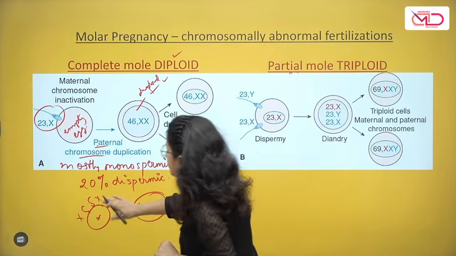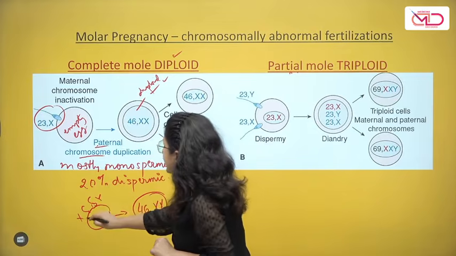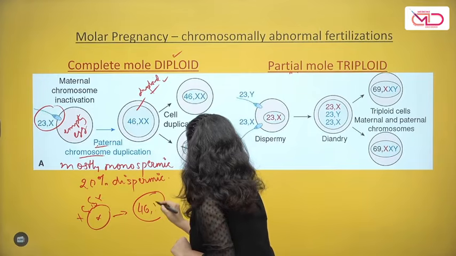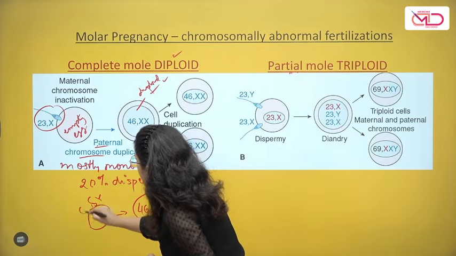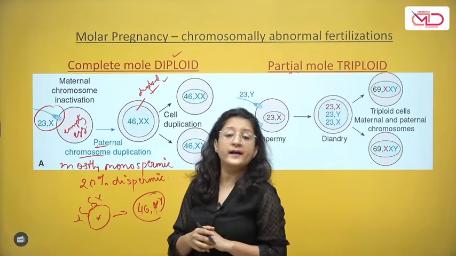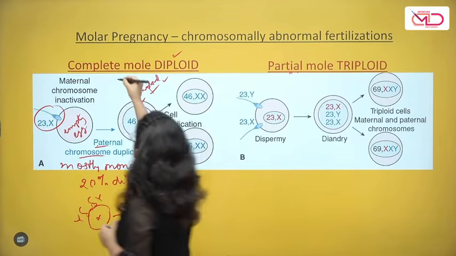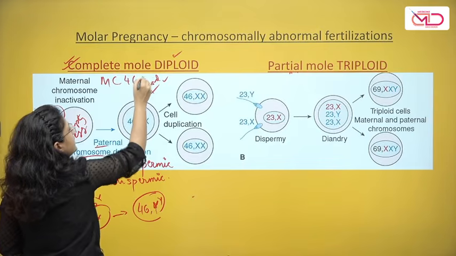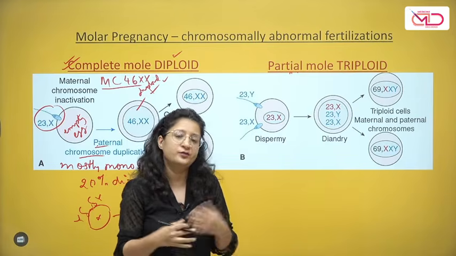So it could be dispermic. It could be X, Y here. It could be X containing sperm and Y containing sperm fertilizing, then this would become 46XY. It could be both Y containing sperms, then this would be 46YY. So this is the kind of permutation combination that can happen, and the most common karyotype in a case of complete mole is 46XX. This is also an often asked question in your examination, repeatedly asked.